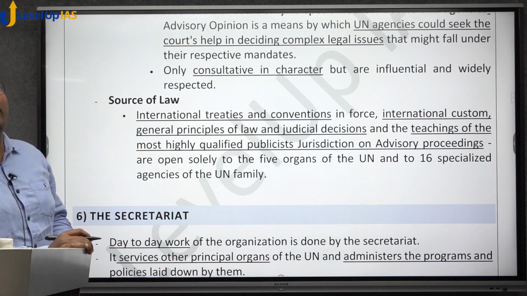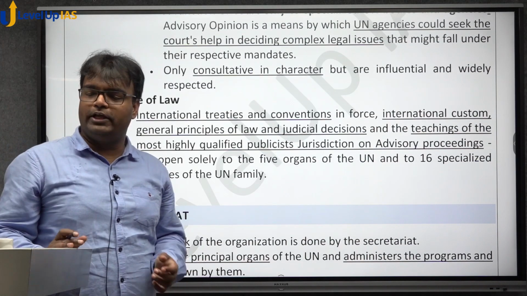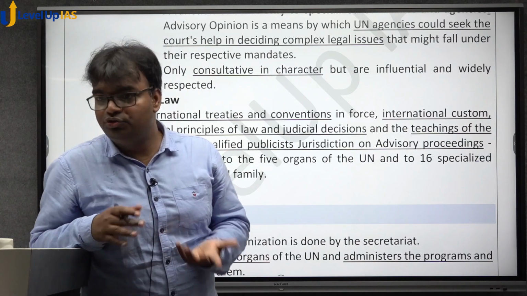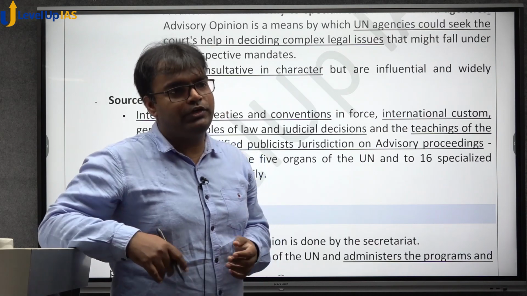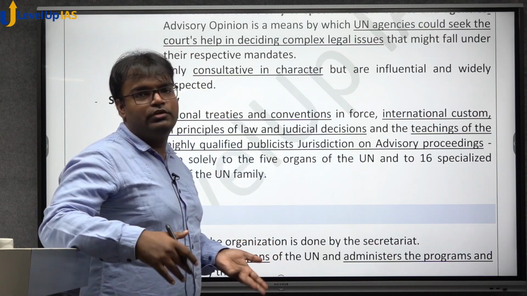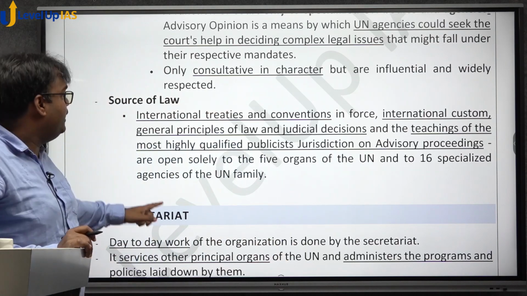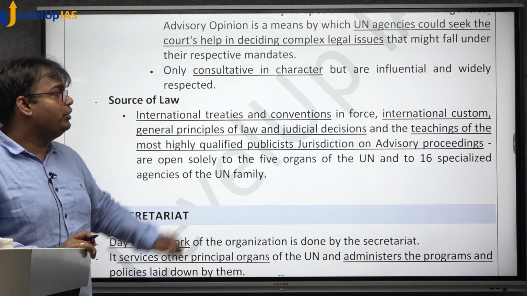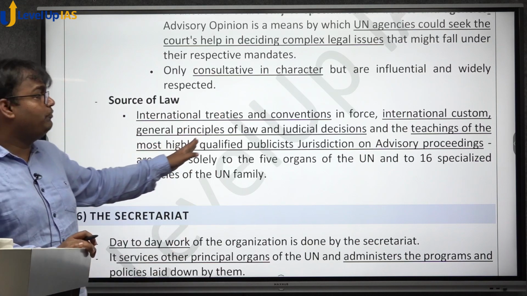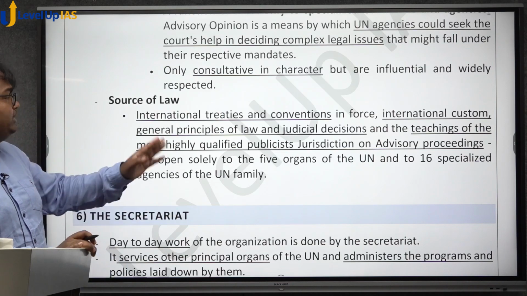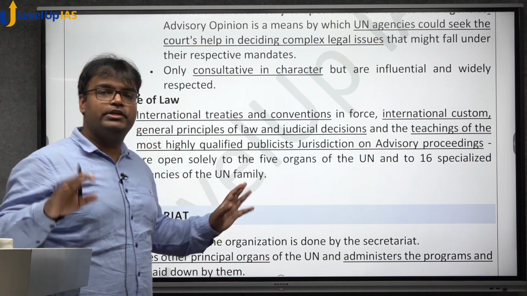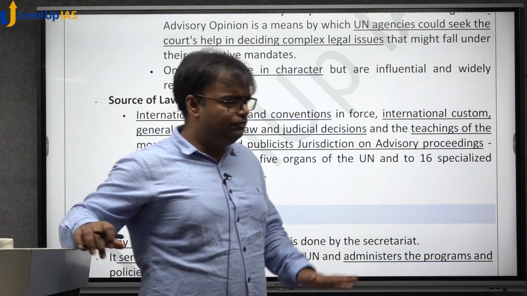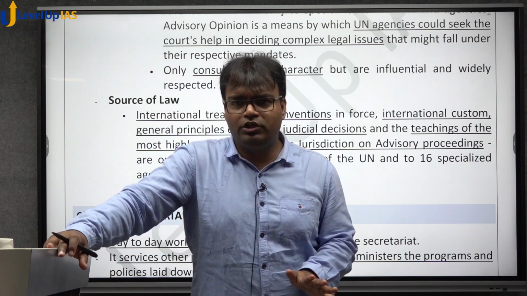Source of law, what would be the source of law? In the case of the Supreme Court of India, the laws of India, the Constitution of India is something based on which the Supreme Court gives judgment. What happens in the case of the International Court of Justice? Here, international treaties and conventions, international custom, general principles of law and judicial decisions, teachings of the most highly qualified publicists, jurisdiction on advisory proceedings, etc. are used as source of law. Okay, so this was the 5th principal organ of the United Nations.